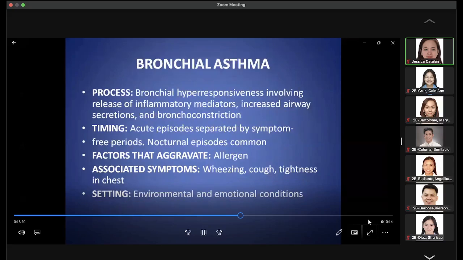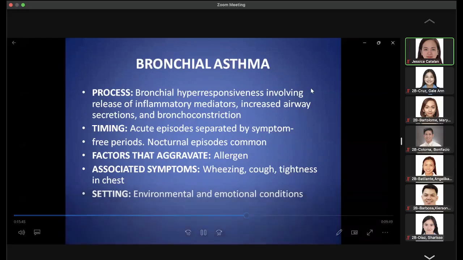All right. Next would be bronchial asthma. In bronchial asthma, there is hyperresponsiveness, involving the release of your inflammatory mediators, increased airway secretions, and bronchoconstriction. So timing would be acute episodes. So there's an episodic symptom, separated by symptom-free periods, and nocturnal episodes are common.